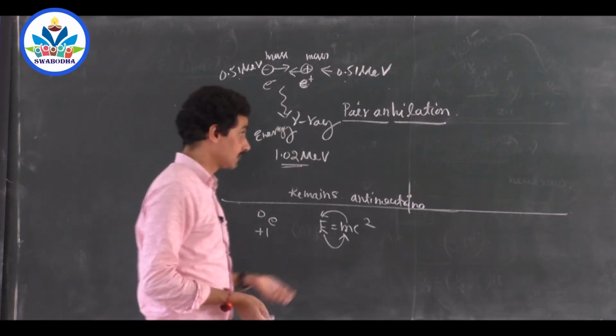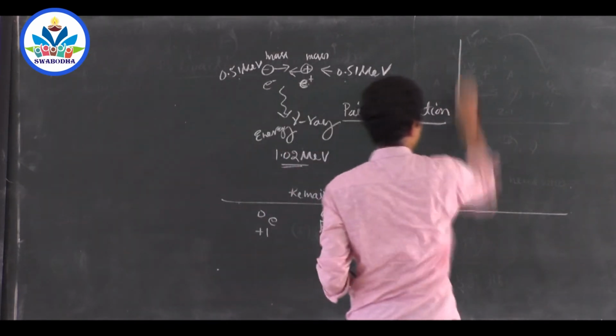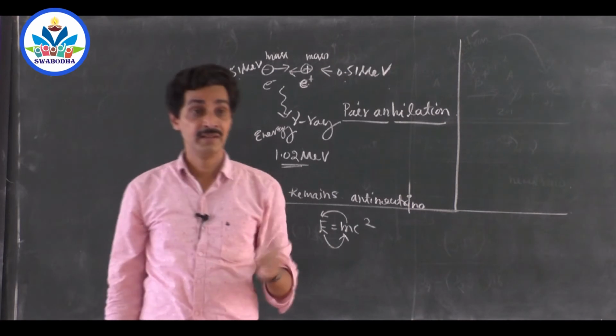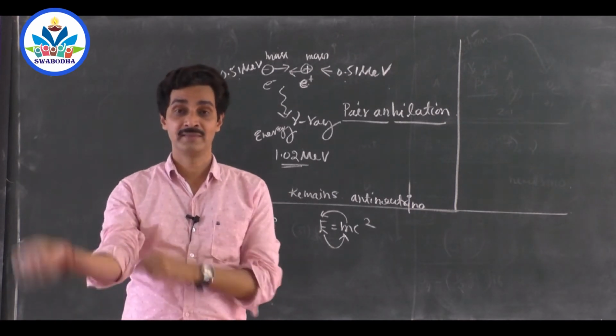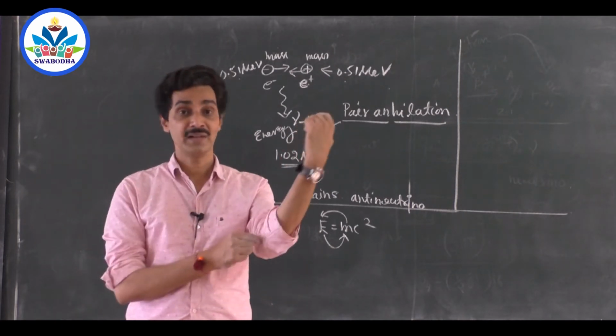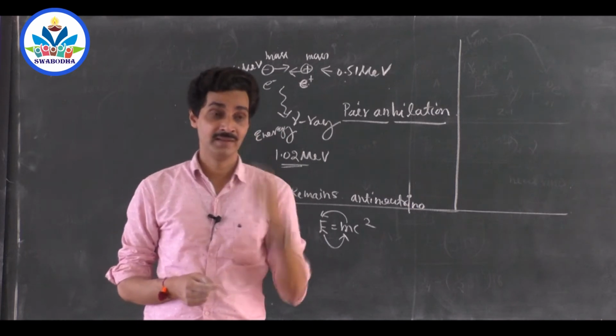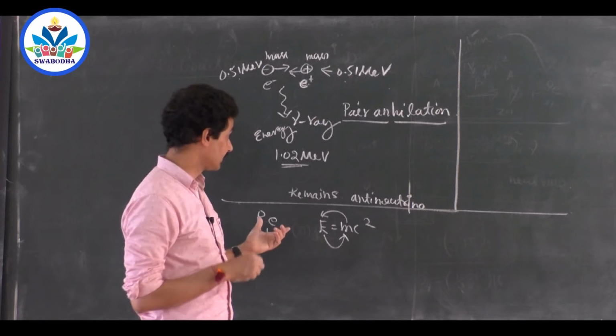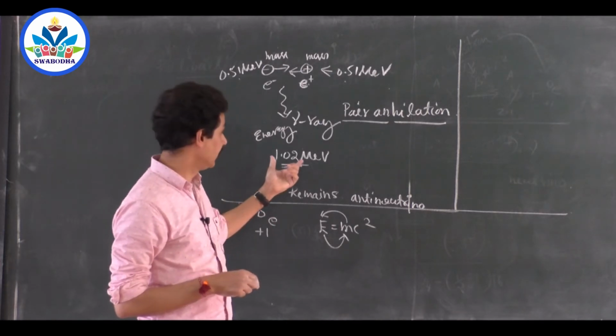Now the reverse is also true. What is the reverse? A gamma ray under suitable conditions can split into an electron-positron pair. That is the example I have given. I gave that example earlier itself, right? I should not have given that example here.